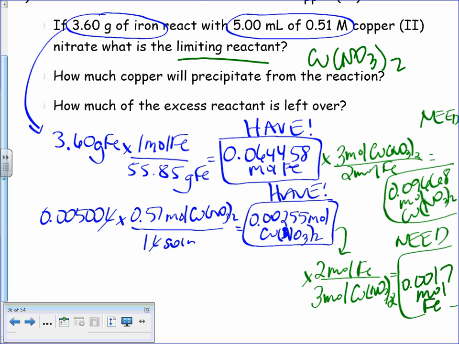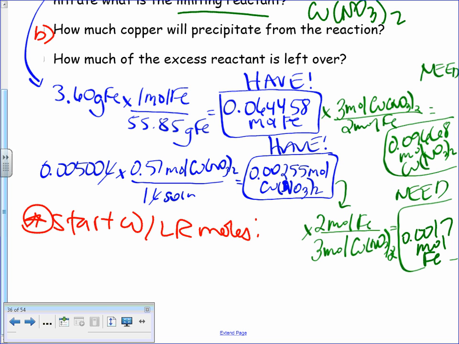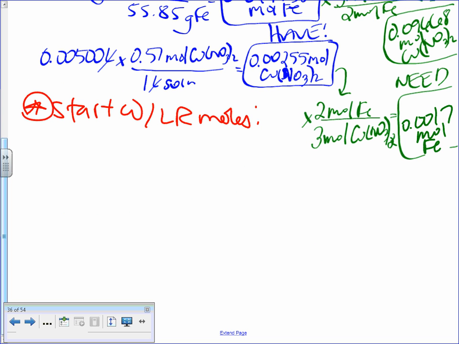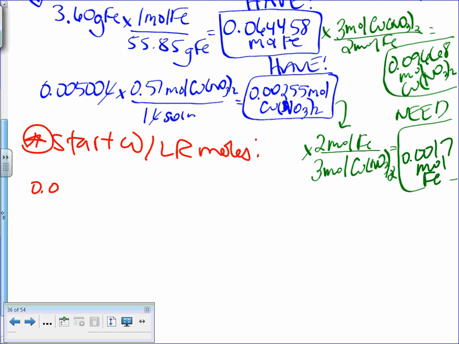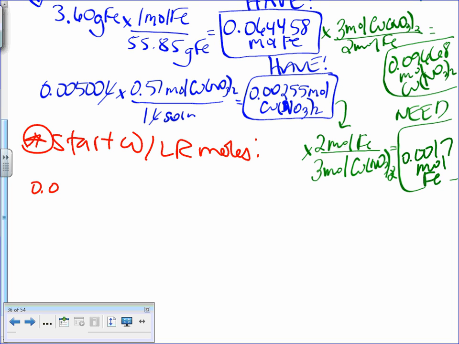Okay, so now after that, your job is to start part B like normal. But now that you know what your LR is, the key is to start with the LR moles. That's why we figured that out. So what's my LR moles that I have? Who's my LR? Copper II nitrate. And how much do I have of it? Okay, so this is the number I start with: 0.00255 moles of copper II nitrate. So I'm just writing it here for us to know we start with it.